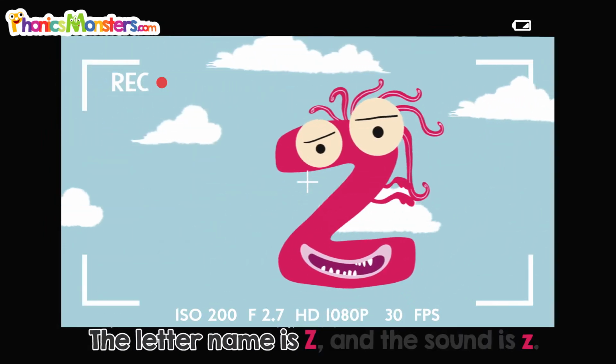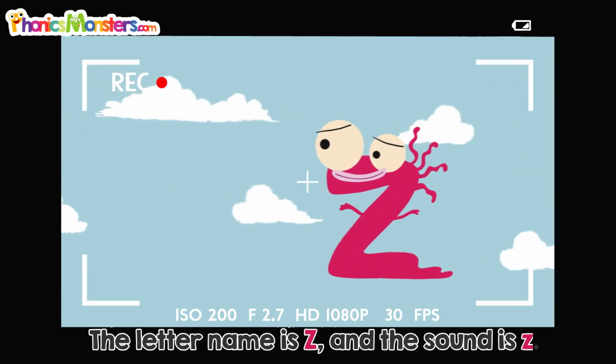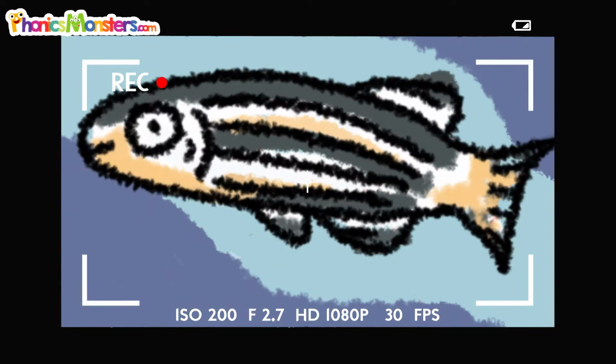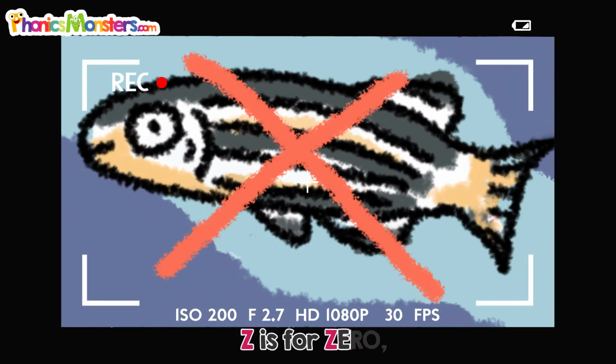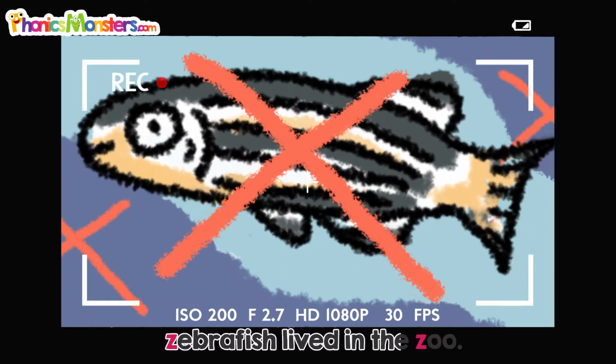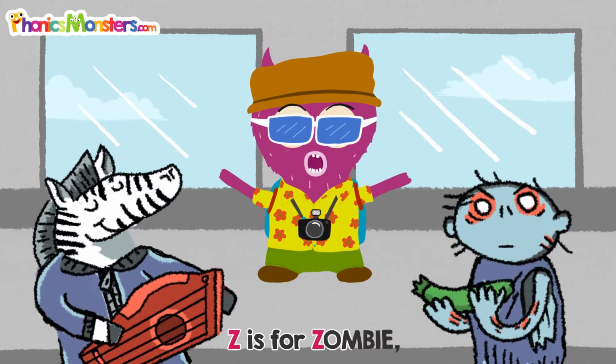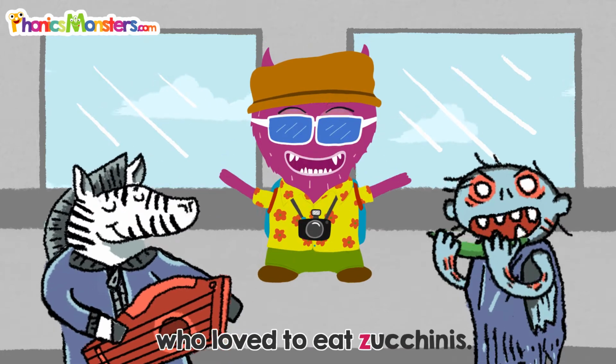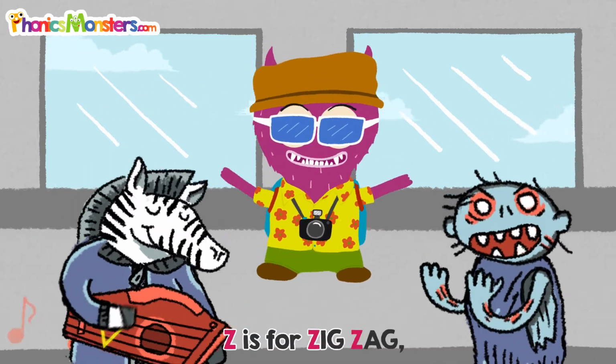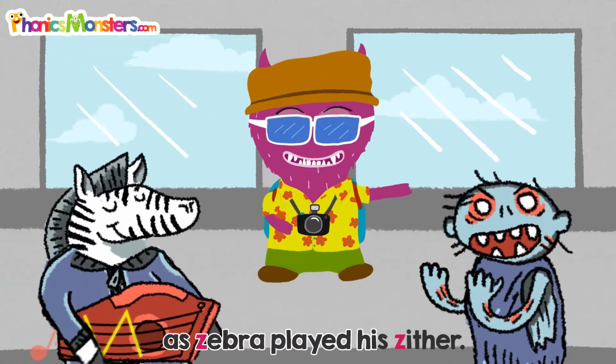The letter name is Z and the sound is. Z is for zero, zebrafish lived in the zoo. Z is for zombie who loved to eat zucchinis. Z is for zigzag as the zebra played a zither.